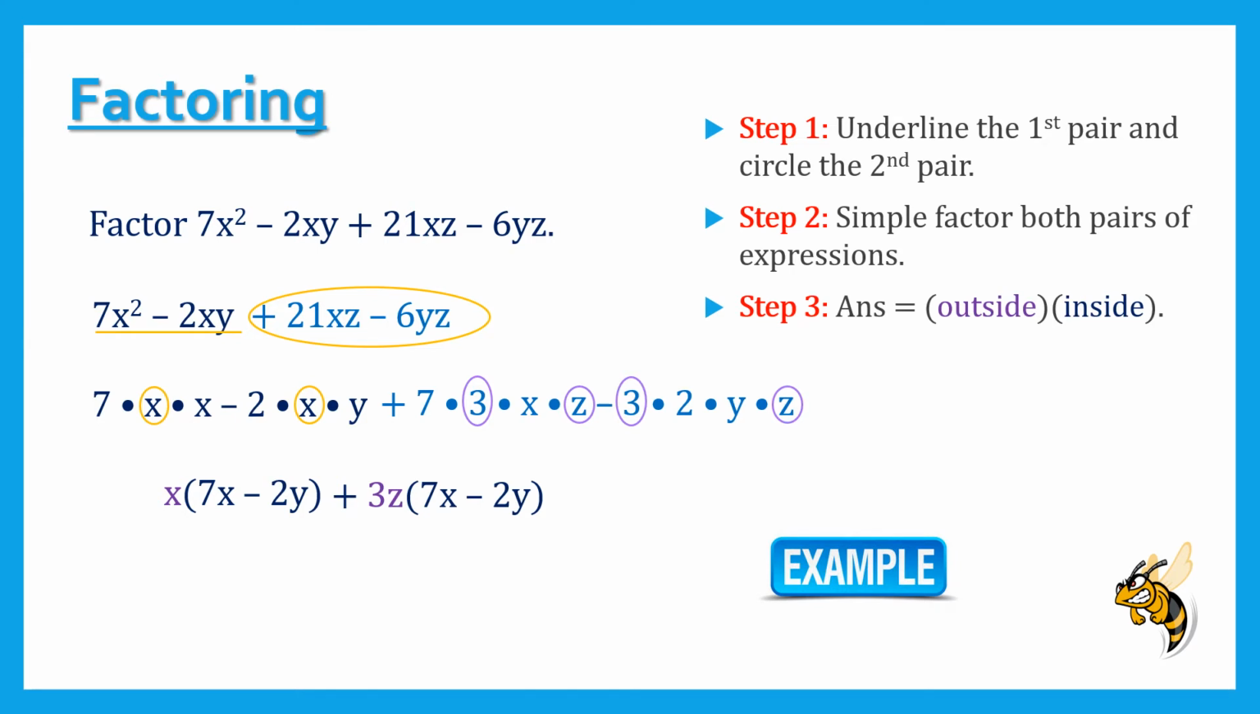Remember, your answer is going to be the outside times the inside. And we look at the outside from left to right. So it started off with an x followed by a plus 3z. And what's inside of the parentheses was 7x minus 2y. And that would be your final answer. Note, 7x minus 2y times x plus 3z is also correct. The order of the parentheses is not important because it's multiplication.